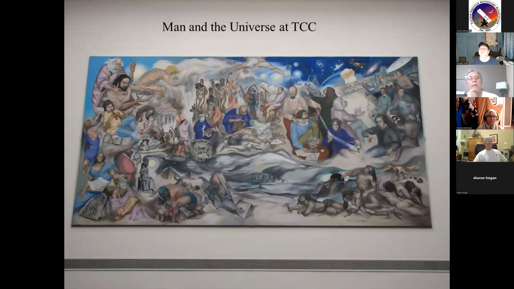There it is. It's called Man in the Universe. And what I find very interesting about this mural is it has a load of information about the history of astronomy in it. I have a copy of one of these hanging on my wall that I picked up when I visited the University of Arizona in 1976.